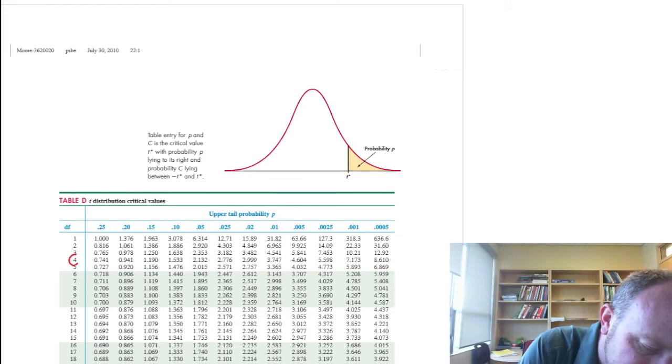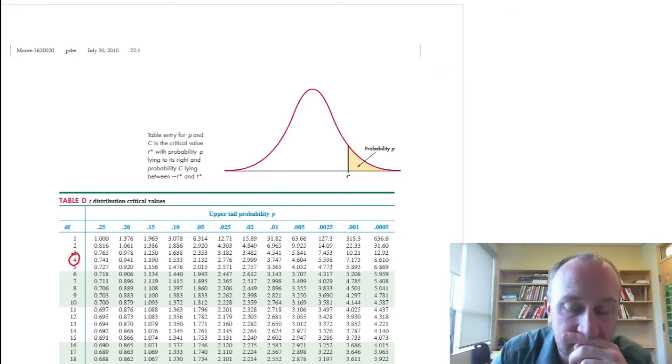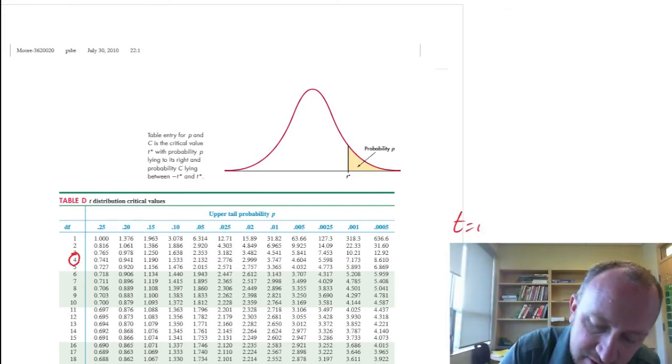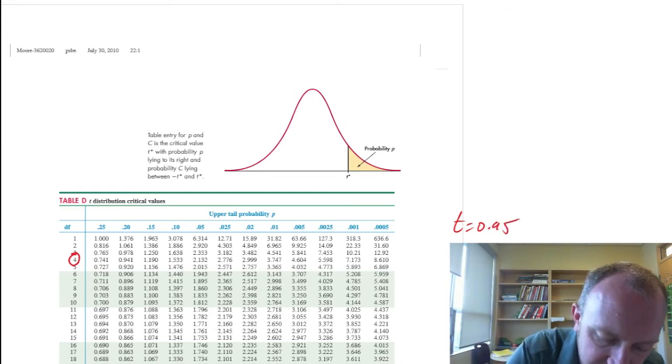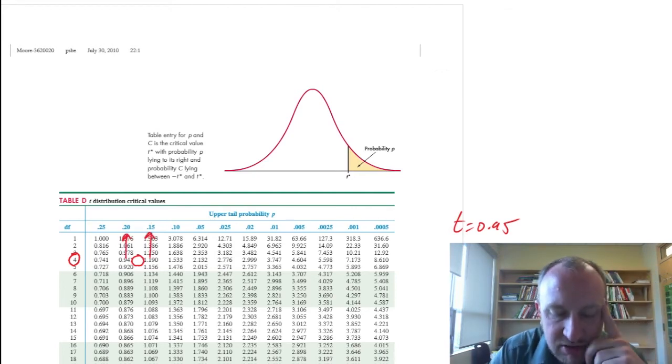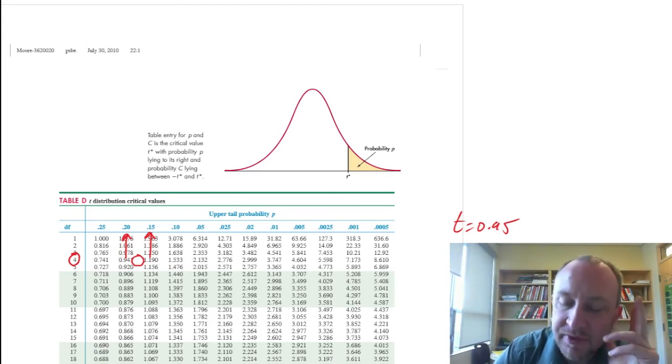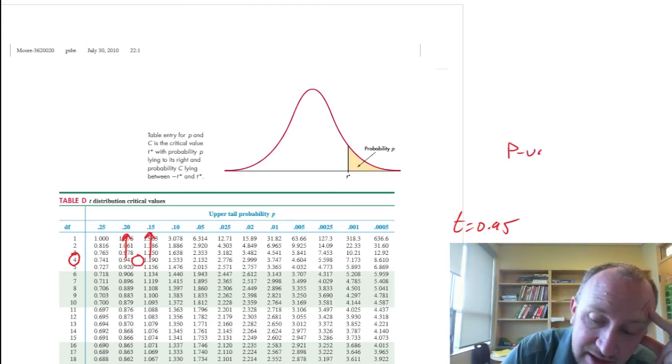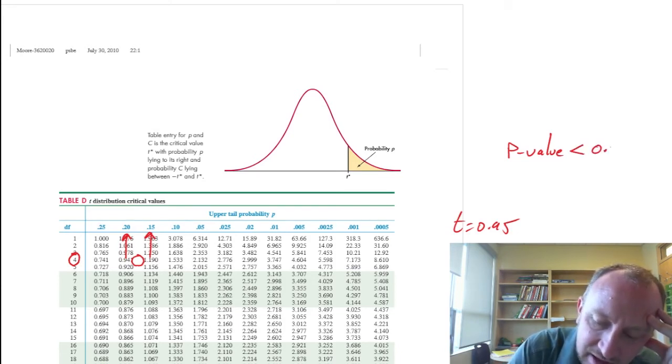Here's 4 degrees of freedom, and I'm looking for our test statistic, t equal to 0.95. So I come around, and it looks like it's somewhere in between here. So that's a probability between 0.2 and 0.15. Now this is a two-tailed test, don't forget. So our p-value is double that. So that's going to be something less than 0.4, greater than 0.3.